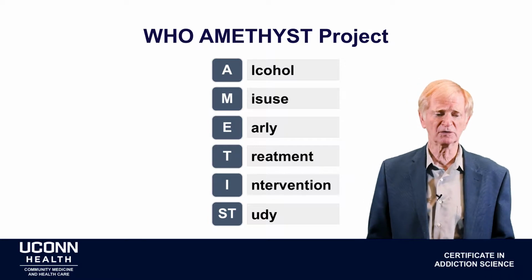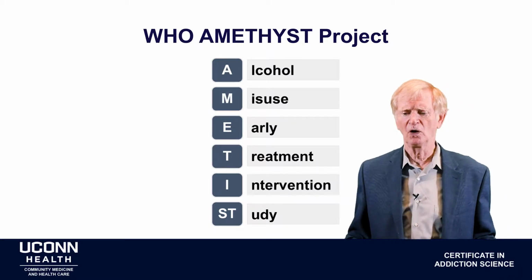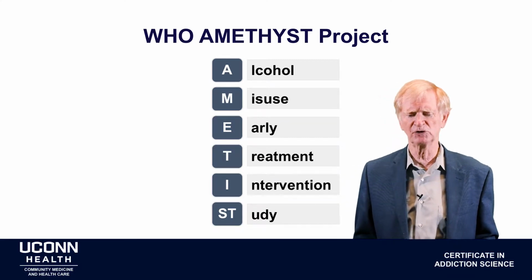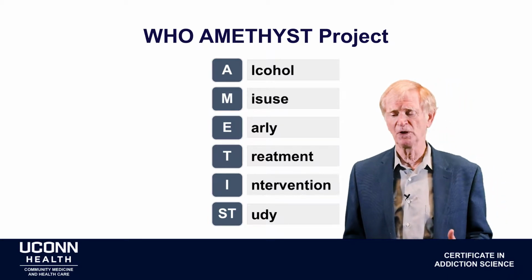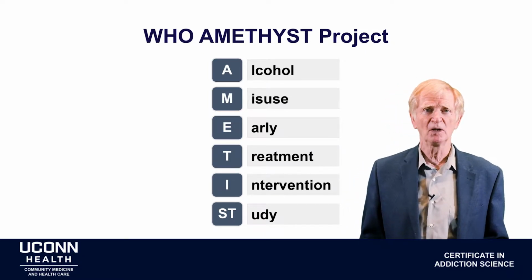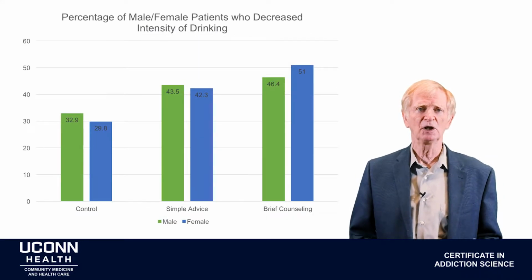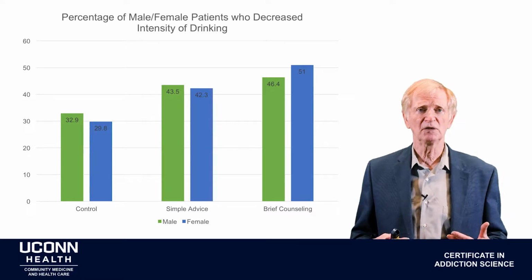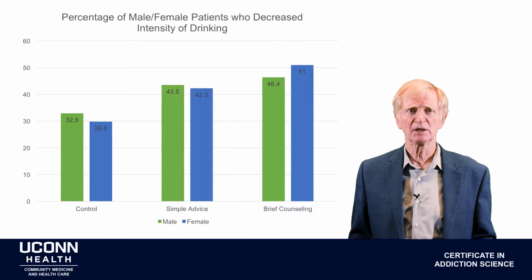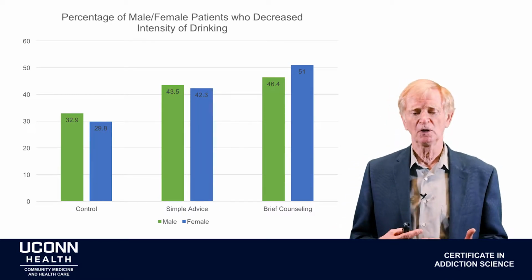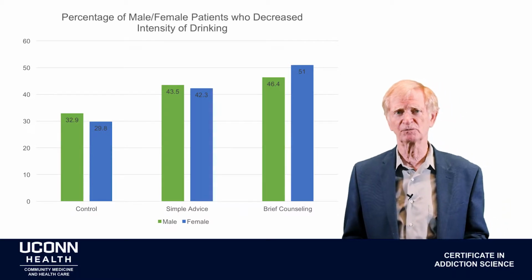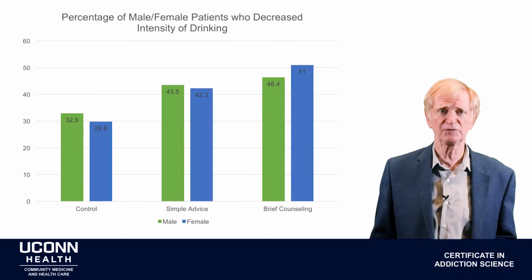And the Amethyst Project was conducted by the World Health Organization in 10 countries, where over 1,000 patients were randomized to 3 conditions: a control group that did not receive an intervention but were followed up after 6 months, a simple advice group who got 5 minutes of simple advice, and a brief counseling group that got more intensive counseling in a self-help manual. What was found when you compare males and females and you look at the 3 interventions is that the simple advice group and the brief counseling group both had decreased intensity of drinking at 6 months. They were drinking, on average, fewer percentages of the time above 5 or 6 drinks. They reduced the intensity of their drinking, and there wasn't a big difference between the people who got simple advice and the people who got brief counseling.